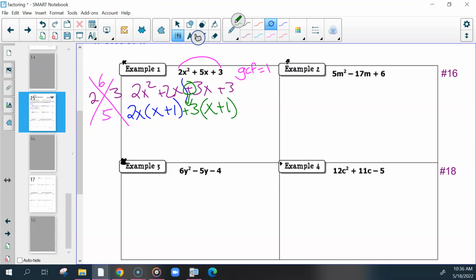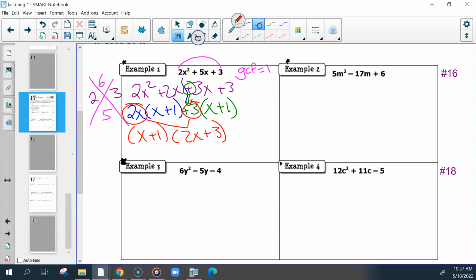Remember that your goal is to get these inside pieces to be the same. If they are the same, that is one of your factors, x plus 1. And then everything on the outside is your second set of factors, 2x plus 3. If you wanted to double check yourself, you could distribute everything to everything and see what you get and see if it's the original, and it should be.